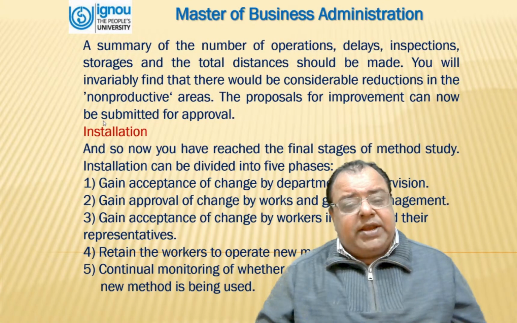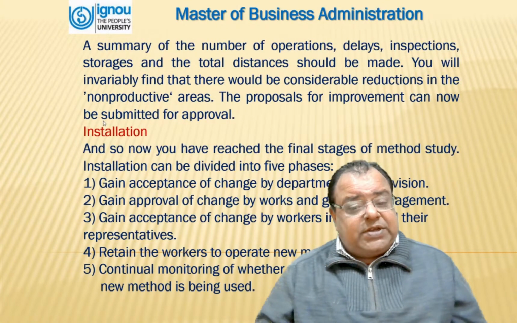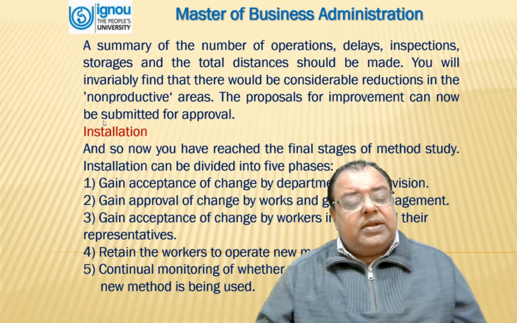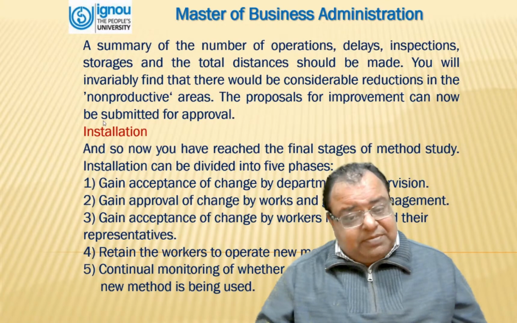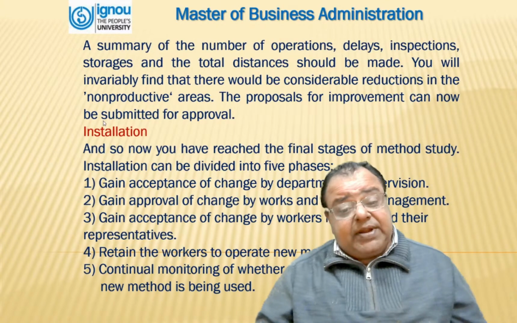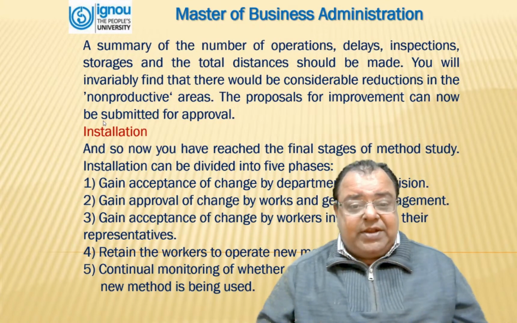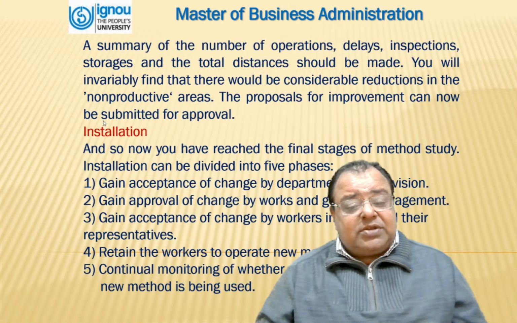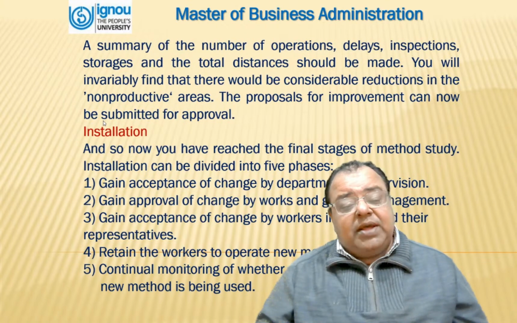Installation can be divided into five phases. Number one, gain acceptance of change by departmental supervision. Number two, gain approval of change by works and general management. Number three, gain acceptance of changes by workers involved and their representatives. Number four, retrain the workers to operate new methods, and number five, continually monitor whether or not the new method is being used.